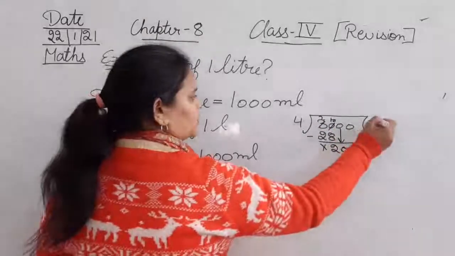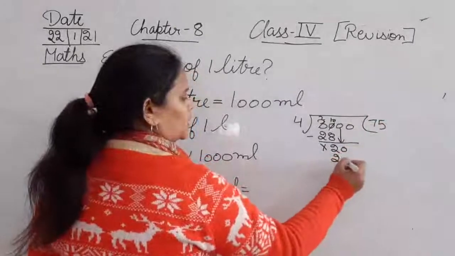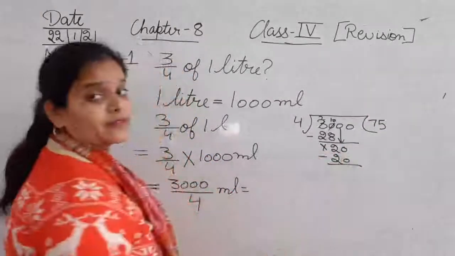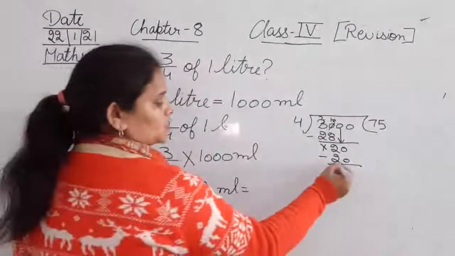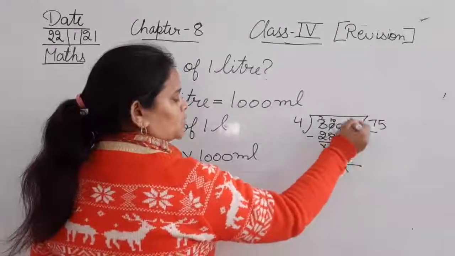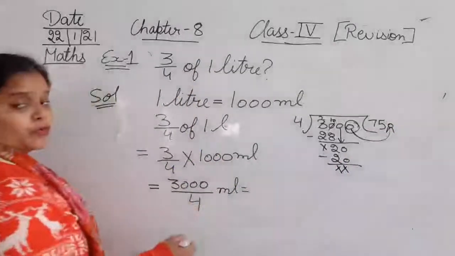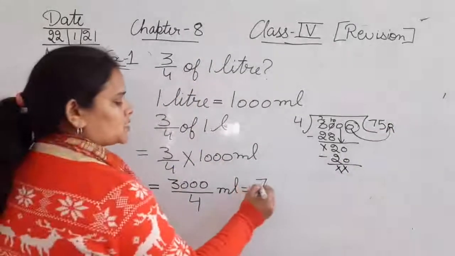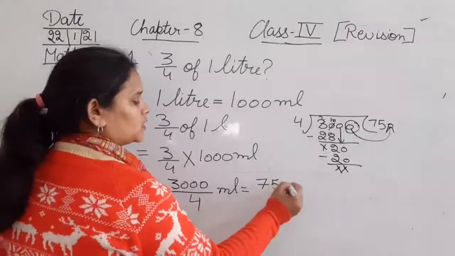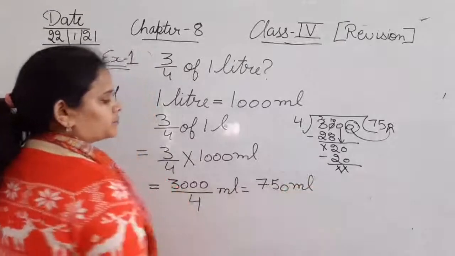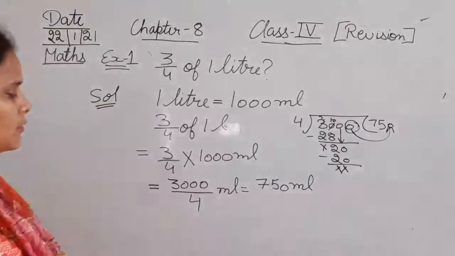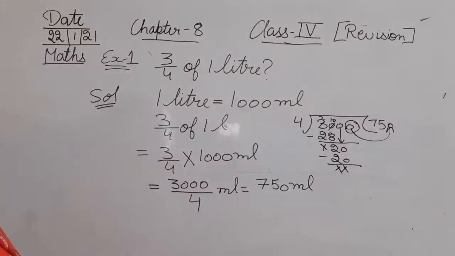4 5s are 20. So 20 minus 20, nothing will be here. We have one 0 left, which we will bring here. So that means 3/4 of 1000 ml is equal to 750 ml.